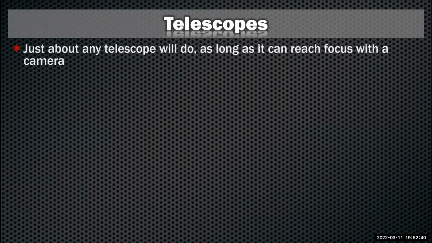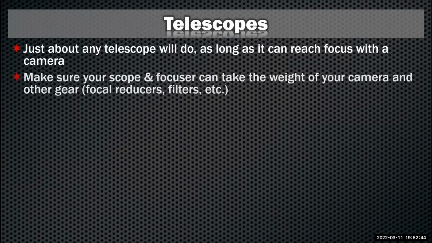So as far as telescopes, just about any telescope will do, just as long as it can reach focus with a camera. When you are thinking about a telescope, make sure that your scope and your focuser can take the weight of the camera and other gear, whether you're going to put on some filters or focal reducers. What you don't want to have happen is as you tilt your scope up, it has too much weight and the focuser slides down and you've just lost all the work in trying to set up your focus. So make sure that you can somehow either lock your focus or make sure that it doesn't slip.